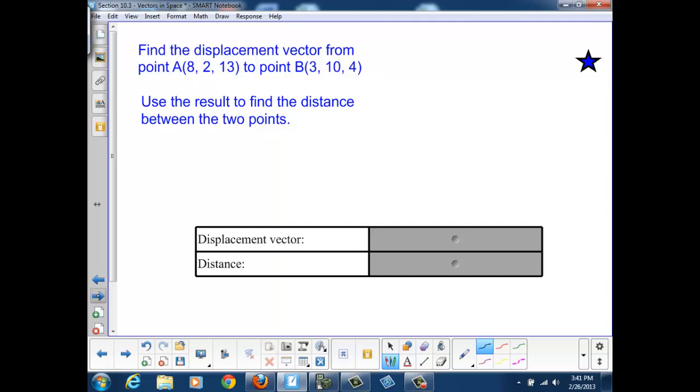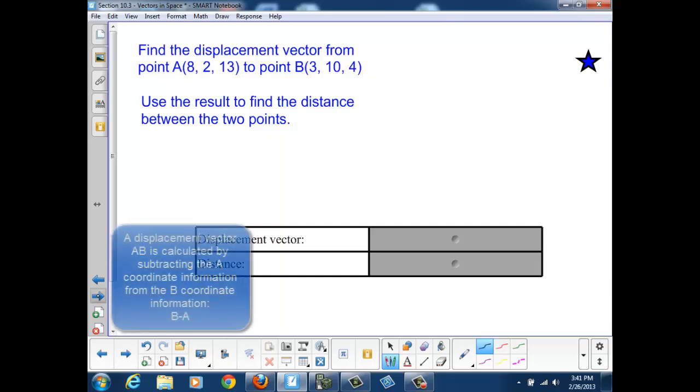Here's another example. Find the displacement vector from point A to point B, where A is (8, 2, 13) and B is (3, 10, 4). Well, to find our displacement vector, we simply have to calculate the amount of movement we needed to arrive at our destination in each of the 3 directions.